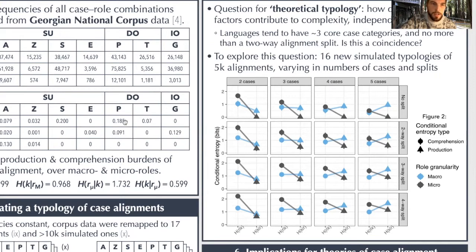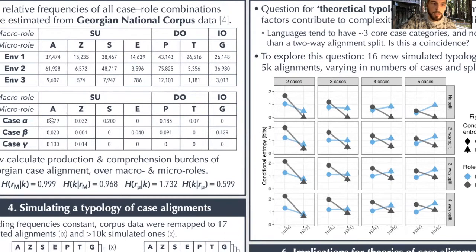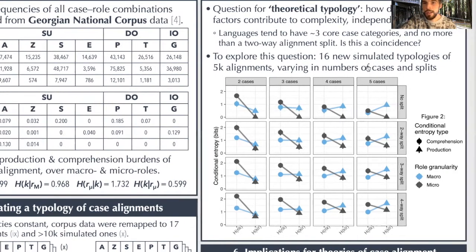because when we pool the columns together into the macro roles, that combines together potentially disparate columns. So that, I think, is intuitive. What's a little more insightful is the fact that, as we increase in cases, case alignment systems are easier to comprehend.